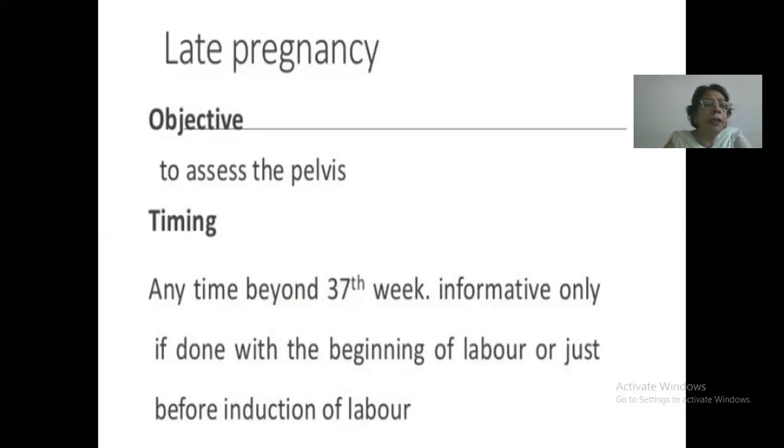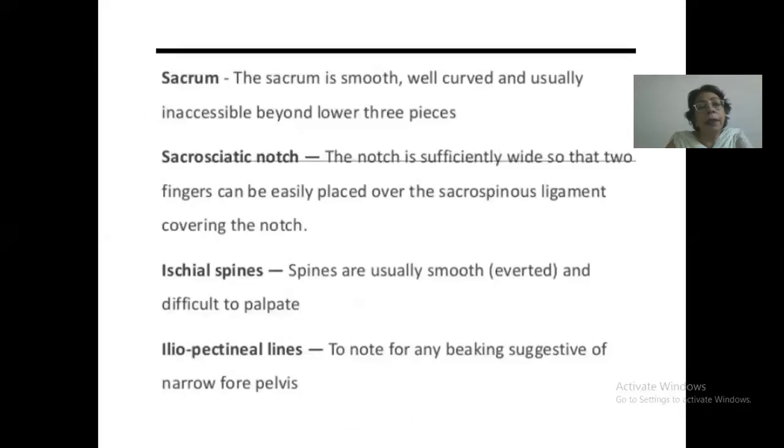Now, in late pregnancy, the objective of doing a PV examination is to assess the pelvis, whether this pelvis is adequate for the delivery of this particular baby. Now, the timing is any time beyond 37th week. It is informative only if done with the beginning of the labor or just before the induction of labor. Now you feel the sacrum, which is smooth, well curved, and usually inaccessible beyond lower three pieces. So you can just feel up to first lower three pieces. You cannot access it. That is, the lower three pieces fall back. And if the AP diameter is less, you can feel the sacral promontory.